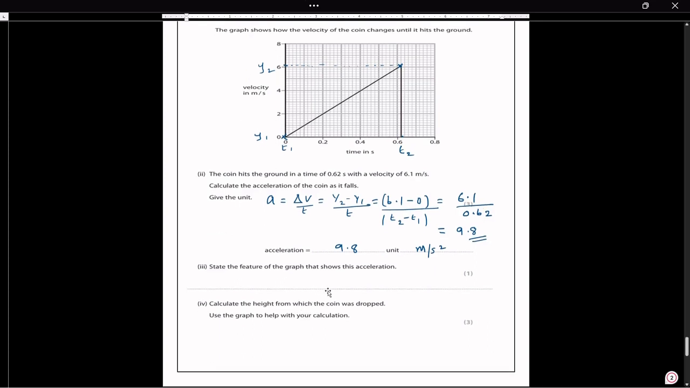State the feature of the graph that shows this acceleration. From where do we calculate in the graph? Which part of the graph, or how do we calculate it? We calculate it as the gradient of the line.